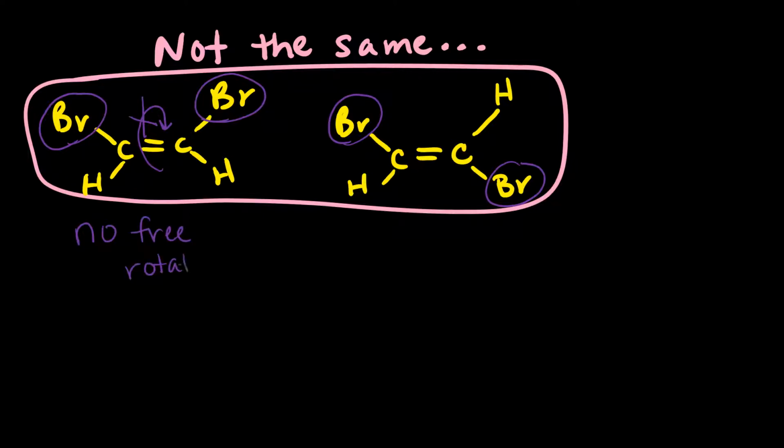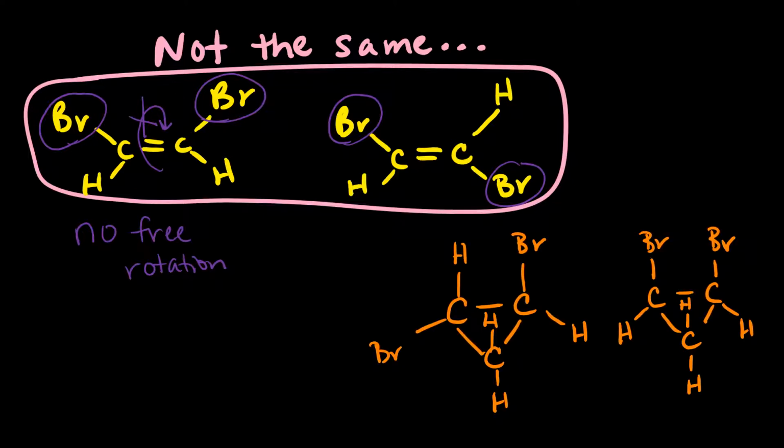You will also encounter this situation when you have cyclic structures. So for example here, once again, having the bromines on opposite sides versus the bromines on the same side is not the same thing. Even though these are all sigma bonds, because it's cyclic, they cannot rotate around, and so they're kind of stuck that way. And so these are also not the same compound.